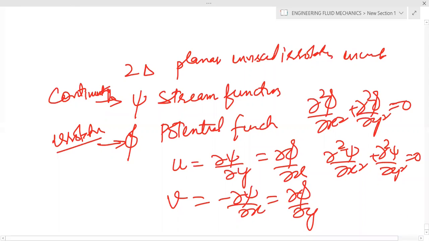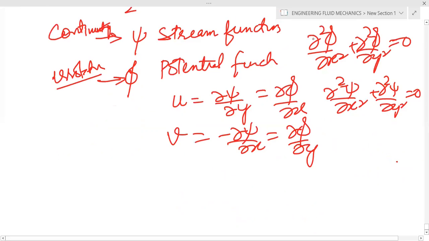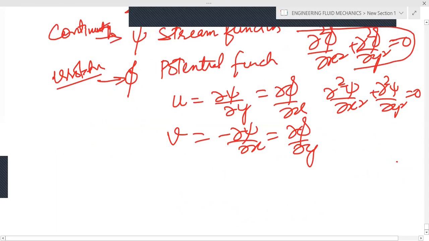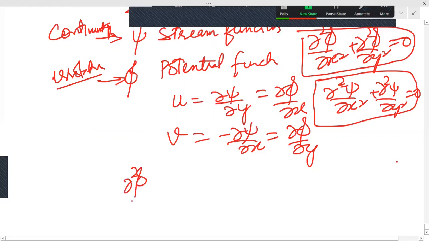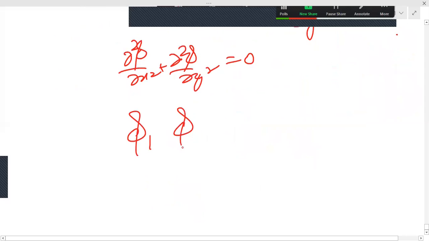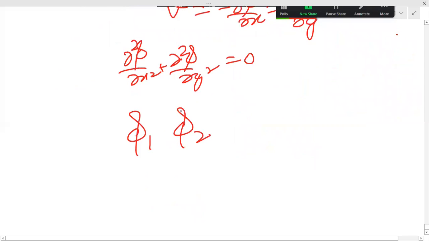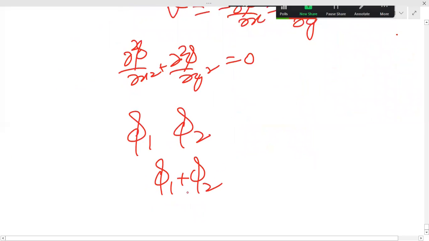And the utility of this will become clear in a moment. The utility here is, you know that this is a second order homogeneous differential equation. This is also a second order homogeneous differential equation. So this is an equation, and if I say that phi 1 and phi 2 are solutions of this equation, then do you think phi 1 plus phi 2 is also a solution?